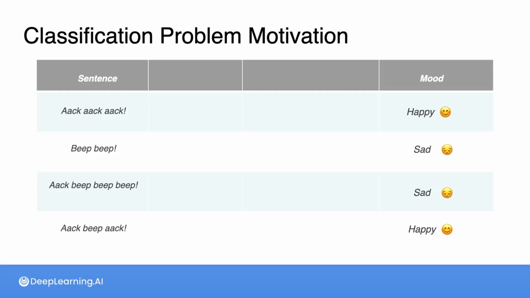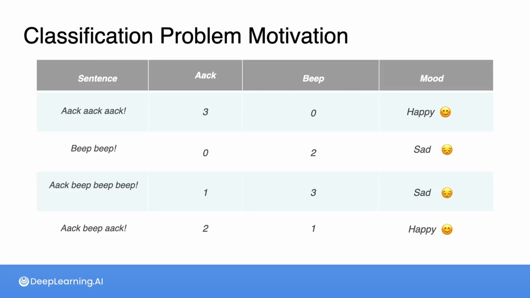Now, since we want numbers, because models take numbers and not words, then we're going to make the following table where the number of times the word ack and the number of times the word beep are recorded. So the first sentence has 3 times the word ack and 0 times the word beep. So it's (3, 0). For the second one it's (0, 2). For the third one it's (1, 3). And for the fourth one it's (2, 1). So that's the data set for the sentiment analysis classification problem that we're going to solve in this lesson.